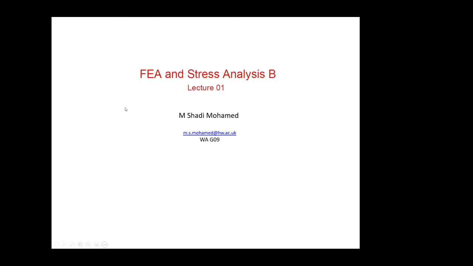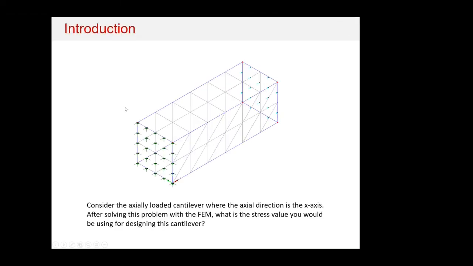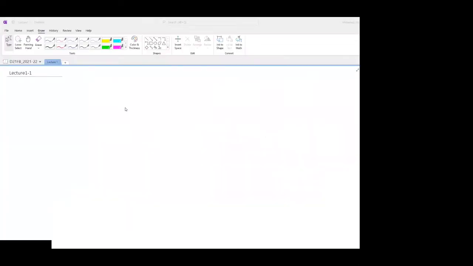So I'm just going to talk briefly about the motivation for this course. I'm going to start from the exact same example, which we probably discussed at length in finite elements A on the linear part. Now, I'm going to come back to this. So start from a cantilever that is fixed at one end and is loaded at this free end.